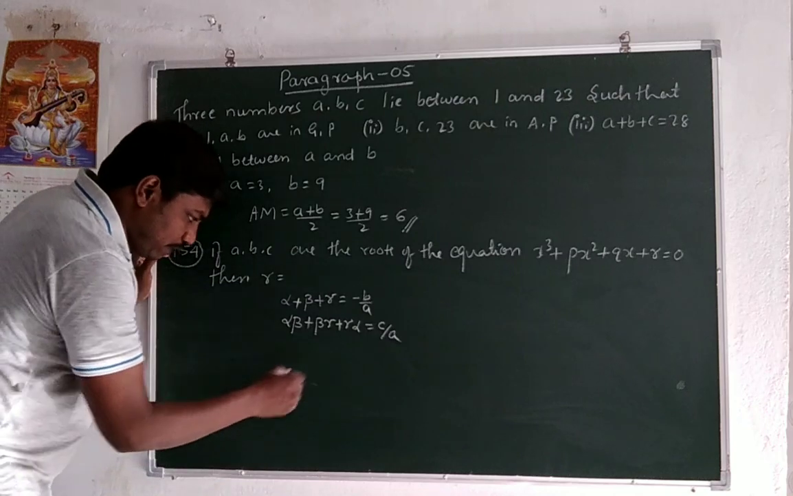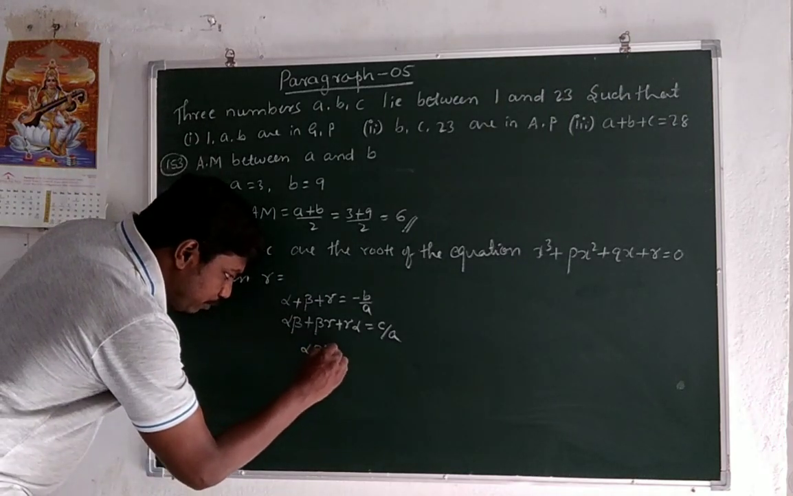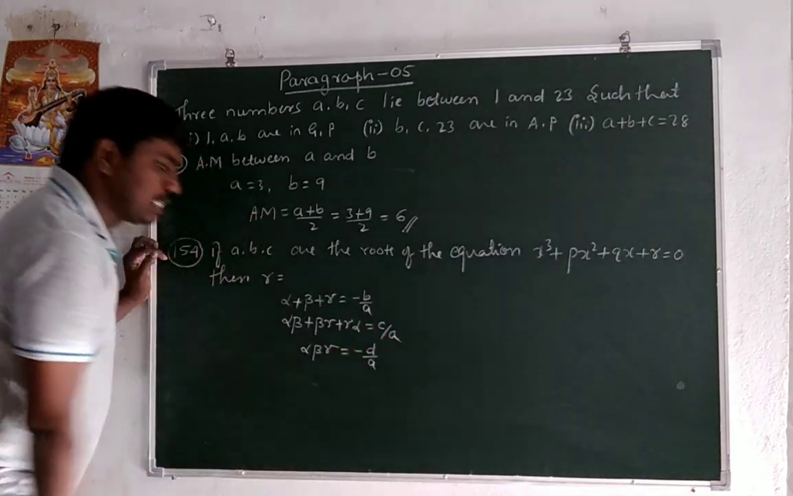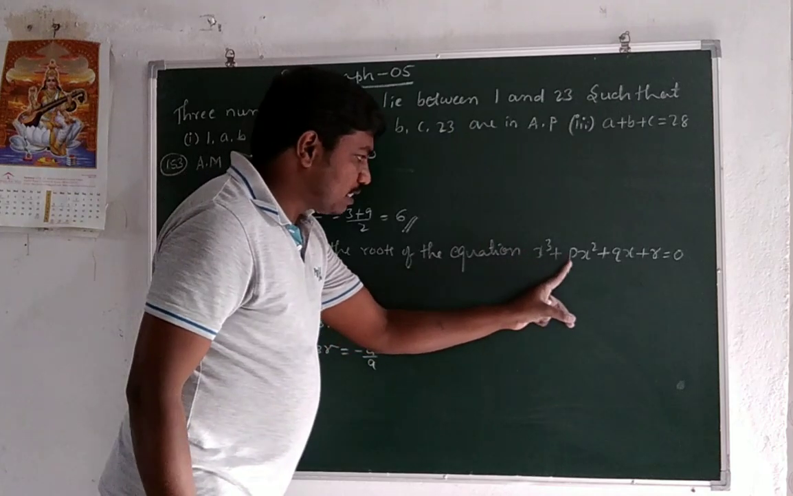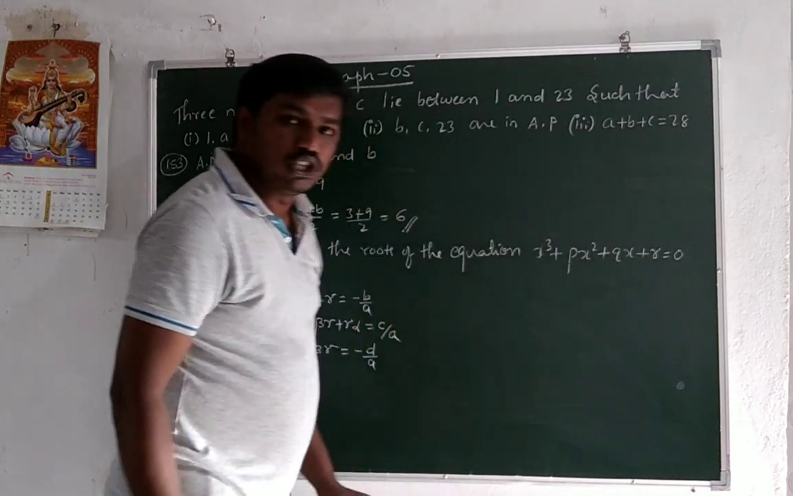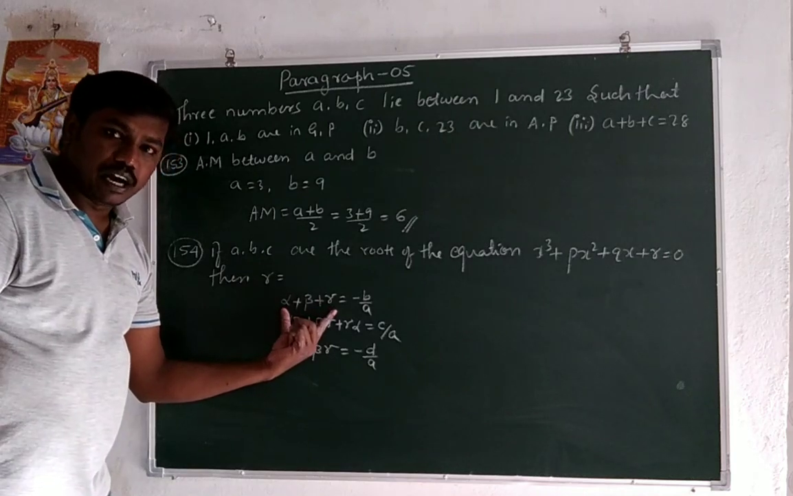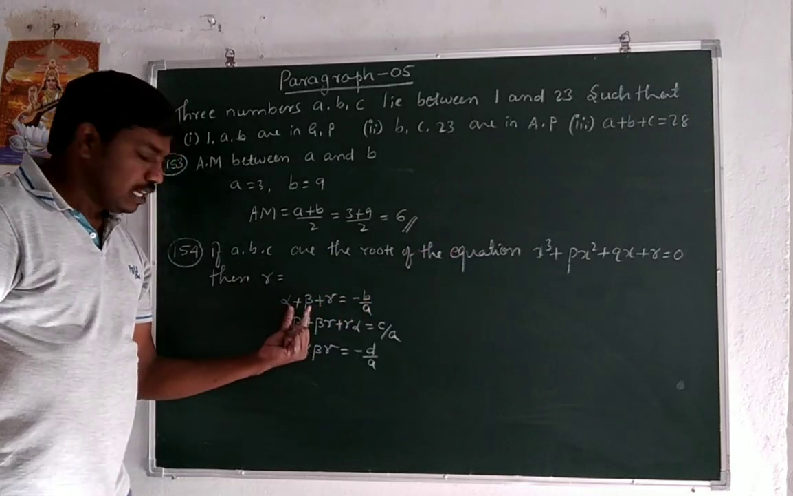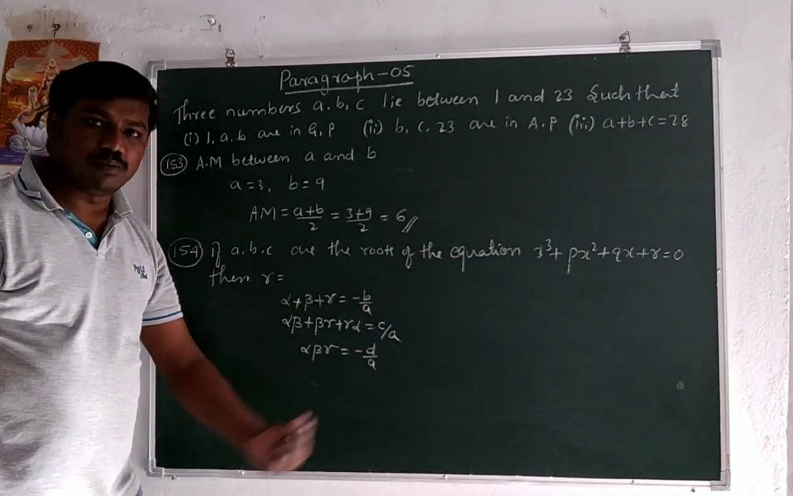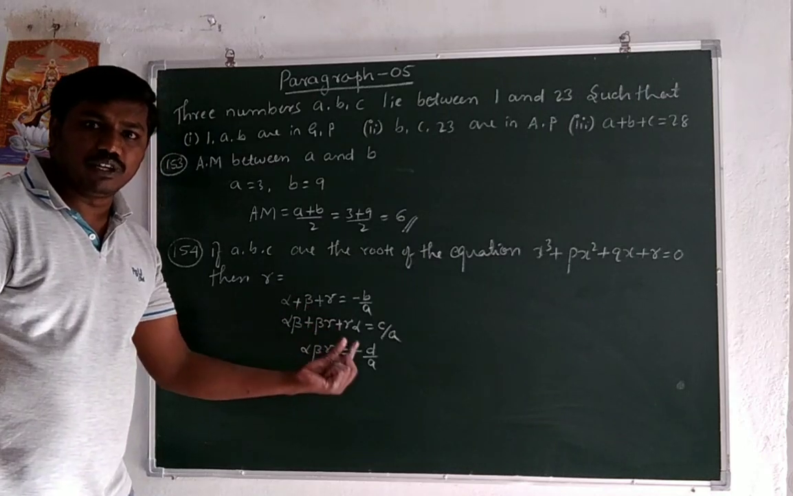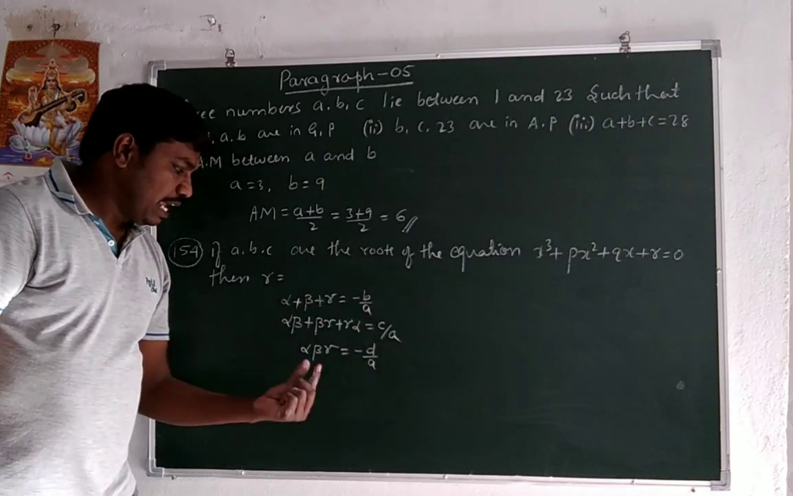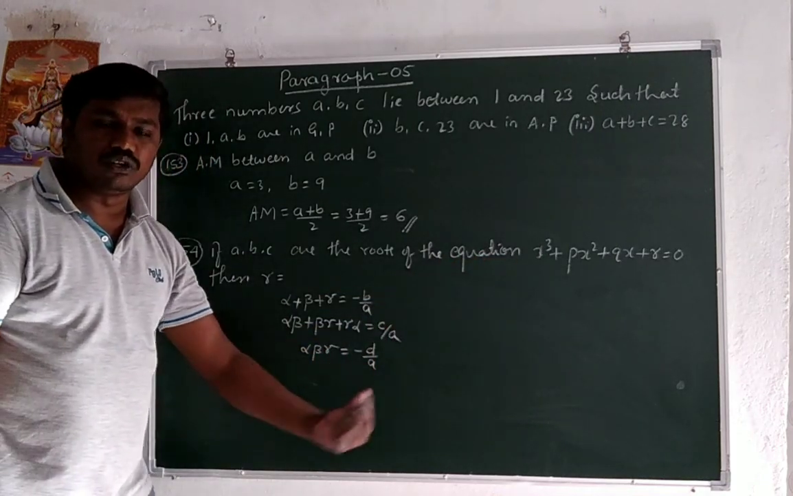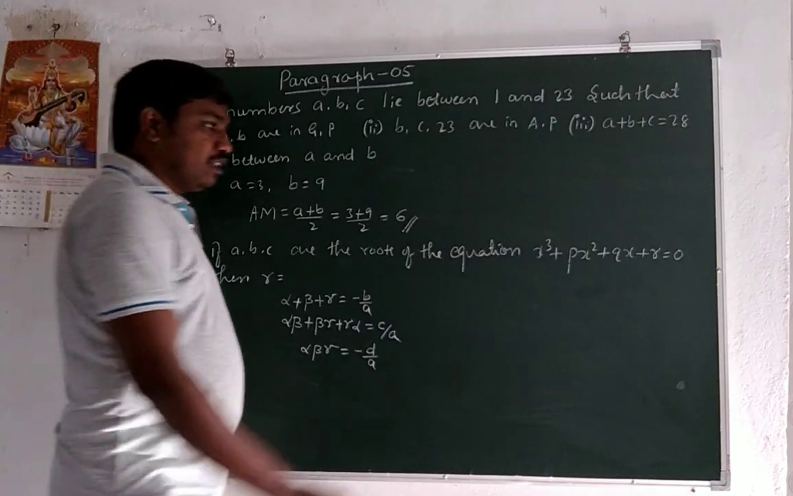Next, the product of the roots of the cubic equation, alpha into beta into gamma, is equal to minus d by a, when ax cube plus bx square plus cx plus d is equal to 0. So suppose alpha, beta, gamma are the roots of the cubic equation. The sum of the roots is alpha plus beta plus gamma equal to minus b by a. The sum of the product of the roots taken two at a time is c by a, and the product of the roots is alpha into beta into gamma equal to minus d by a. Here we need r.